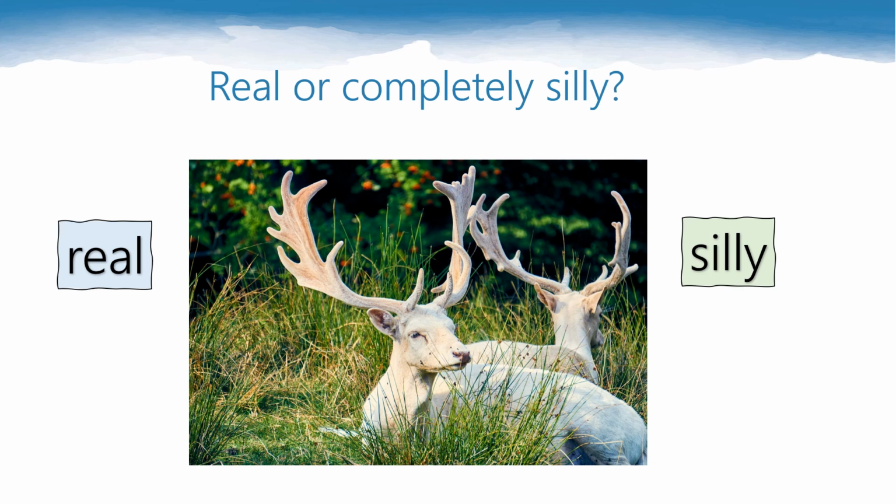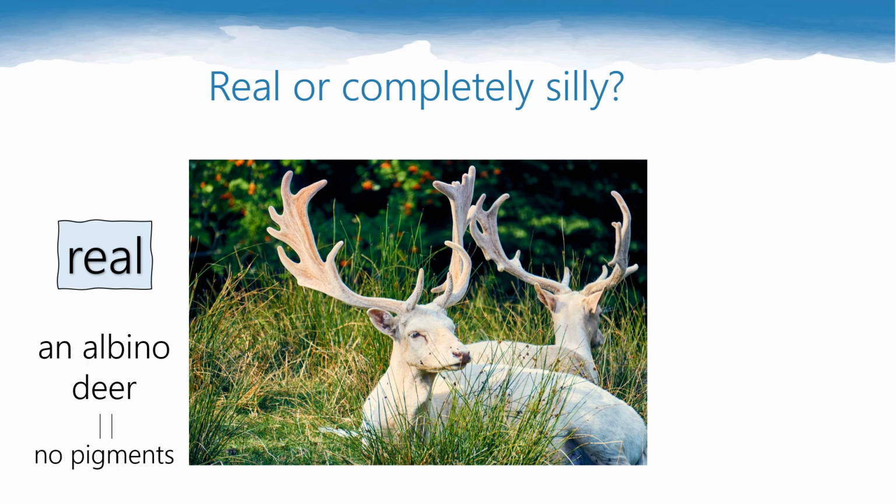How about this? Does a white deer really exist in real life or only in stories? It does, so this is a real picture. A white deer is albino. It means that it has no pigments.